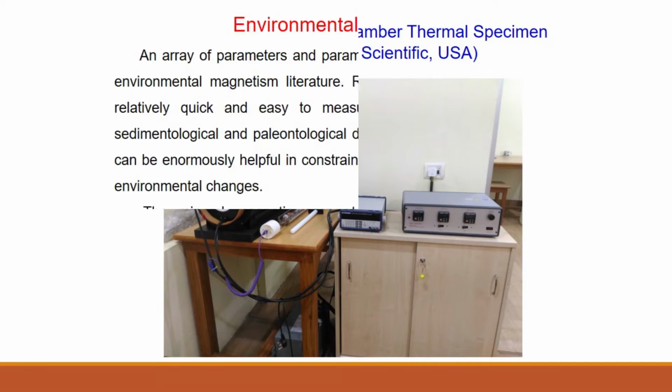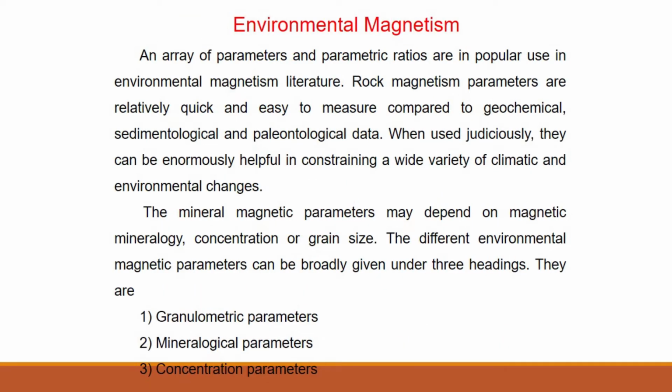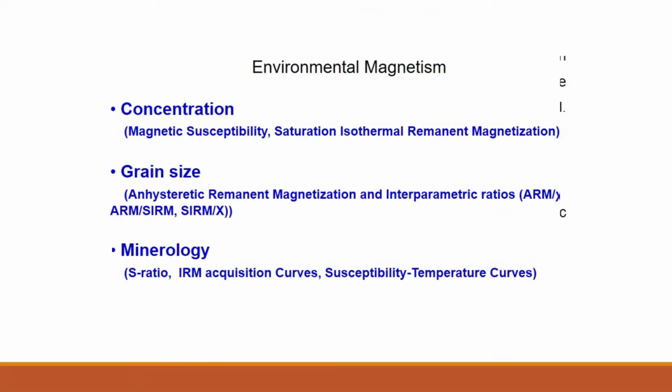The other topic we deal with is environmental magnetism. In environmental magnetism, an array of parameters as well as parametric ratios are in popular use. Rock magnetism parameters are quick and easy to measure compared to geochemical, sedimentological and paleontological data. When used, they can be enormously helpful in constraining a wide variety of climatic and environmental changes. The parameters we deal with in environmental magnetism are granulometric parameters, mineralogy parameters, and concentration parameters. The concentration parameter is magnetic susceptibility, that is nothing but the magnetizability of a material.